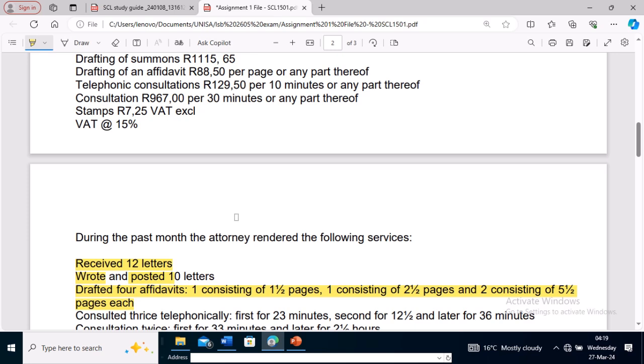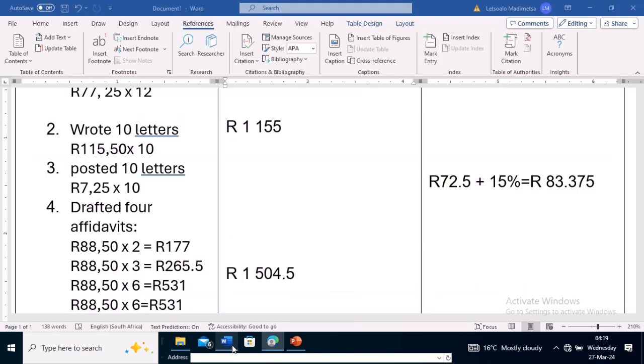And then it states later 36 minutes. In 36 minutes, 10 goes 3 times, and when it goes 3 times it's going to leave 6 minutes. So that 6 minutes is included as any part. Then that's where it's going to be 4. So it's going to be this way.